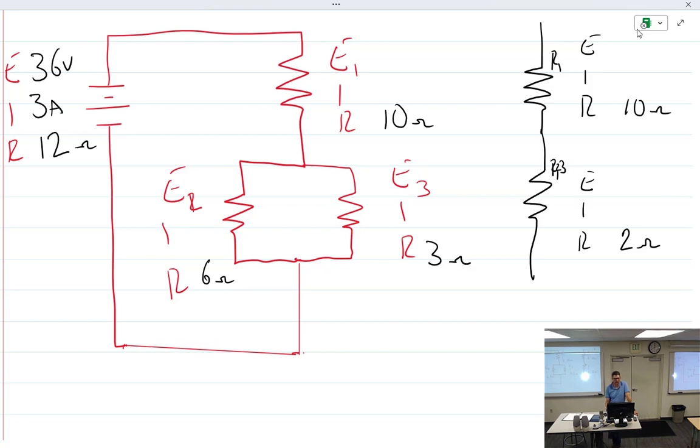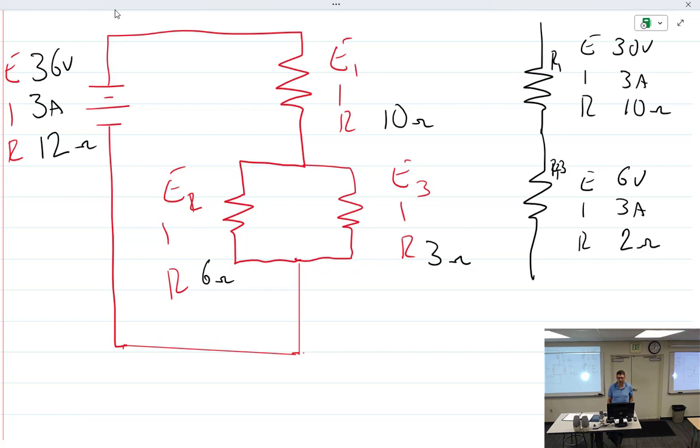I can fill that out over here. Let's see, I have 3 amps. 3 amps. So that means the voltage drop across R1 is 30 volts. 30 volts. And the voltage drop here is? 6 volts. 30 plus 6 is? 36. So it's checking out so far.